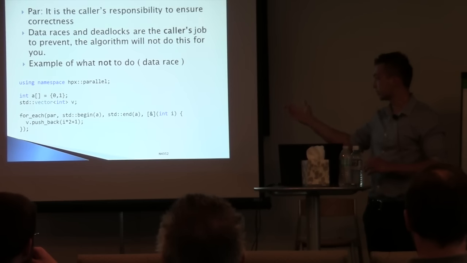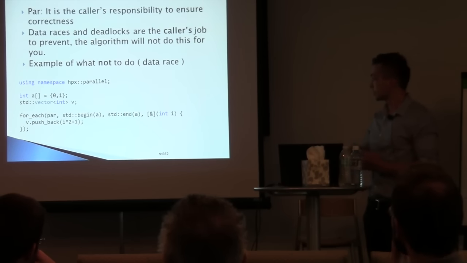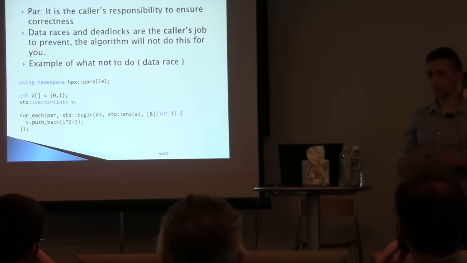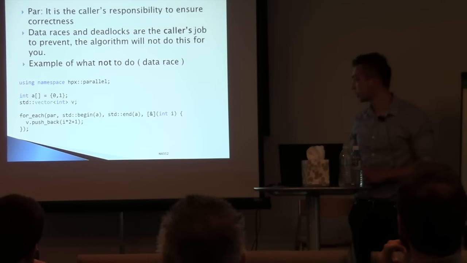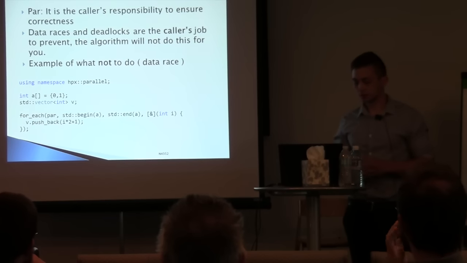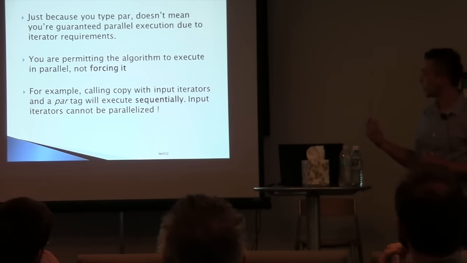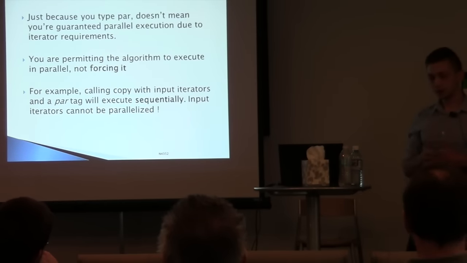Here's an example of a simple what not to do with these new algorithms. If you're trying to push back multiple items inside of a vector at the same time, just as before, it's not going to work. You're going to get either a crash or undefined behavior. There's no smart checking. There's no ease of doing that. So just because you type par also, it doesn't mean you're guaranteed a parallel execution. It means it's permitting the algorithm to run in a parallel fashion.